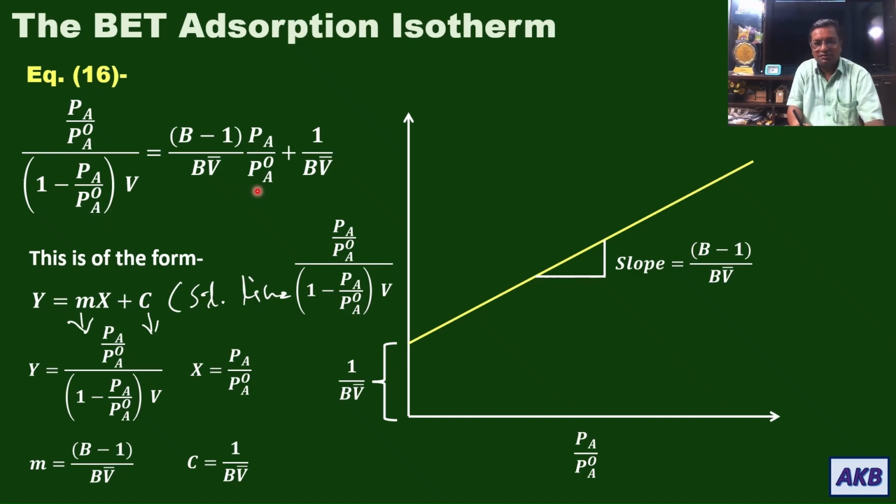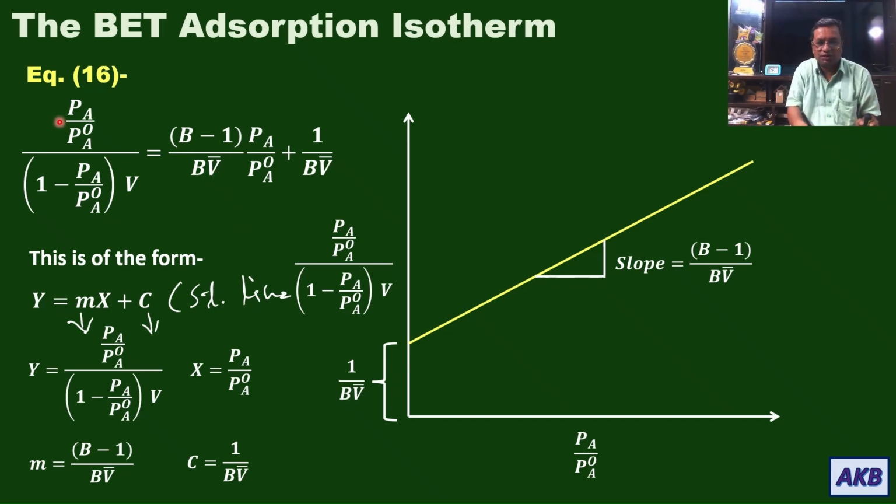This is the equation for the BET adsorption isotherm. And now you know how to get the values of B and V bar. You can get those values from the slope of this line, and the intercept made by the line on the y-axis. So in this way, we get the equation for the BET adsorption isotherm.